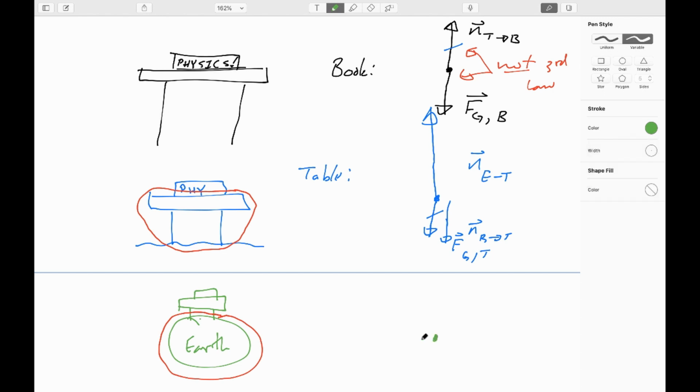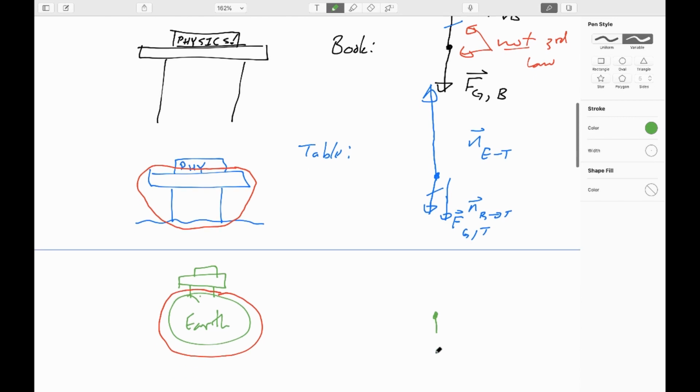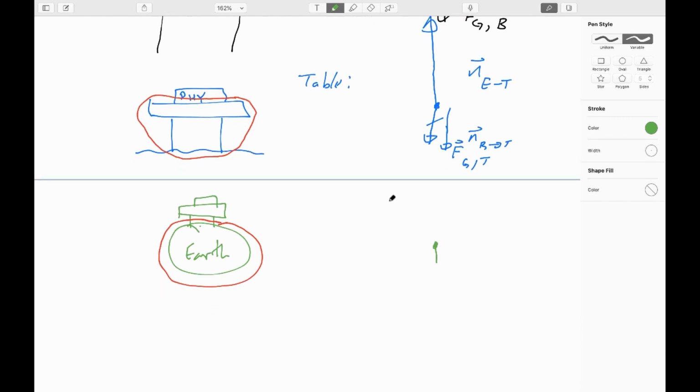So ask yourself, are there any contact forces? The answer is yes. There's a normal force of the table acting on the Earth. And it's trying to push the Earth down.